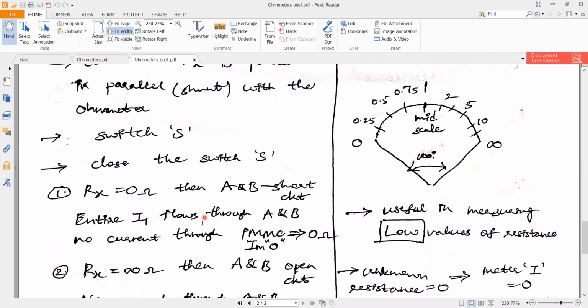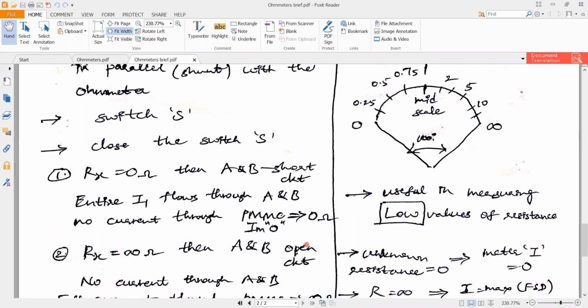Then the current I flows through A and B, and no current flows through the PMMC meter. No current across the PMMC meter means it will indicate 0 ohms, with null deflection. Therefore, I am going to have 0 ohms here. This is the first case. When the resistance is 0, the meter current is also 0.